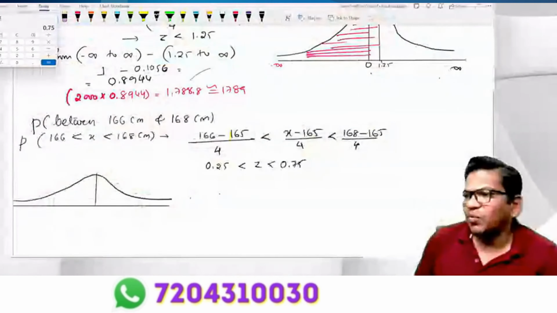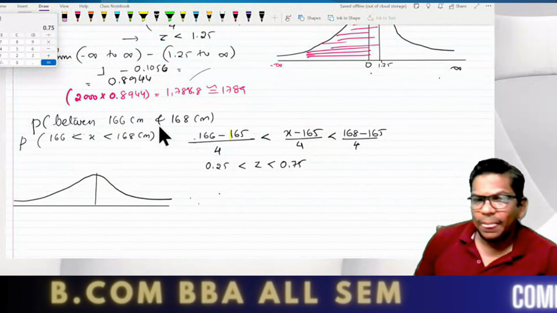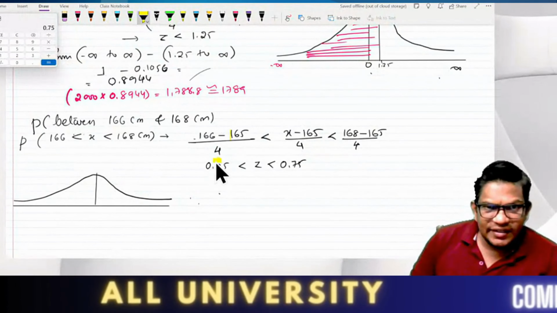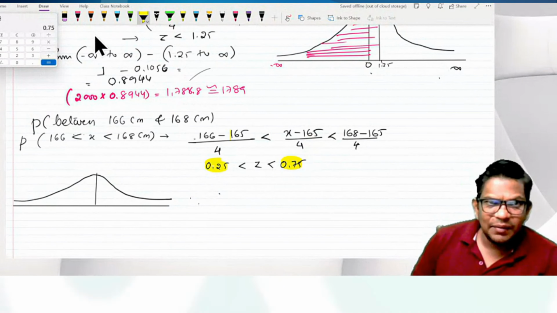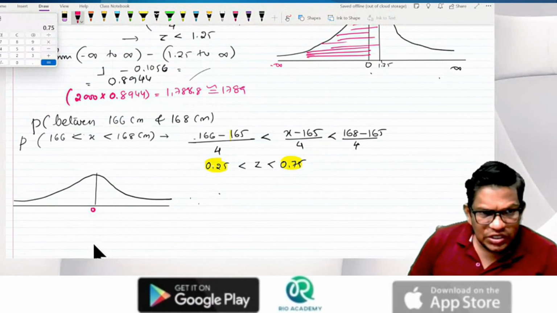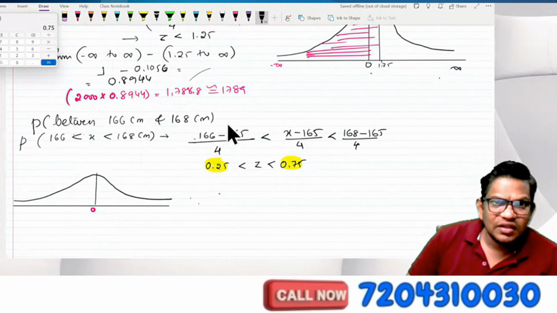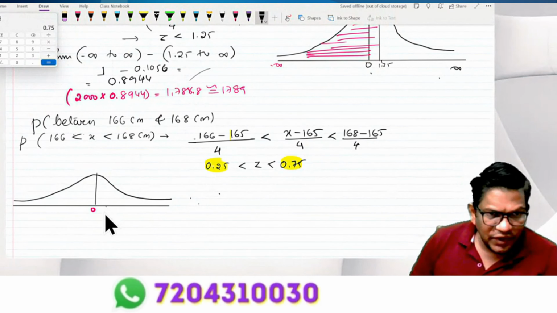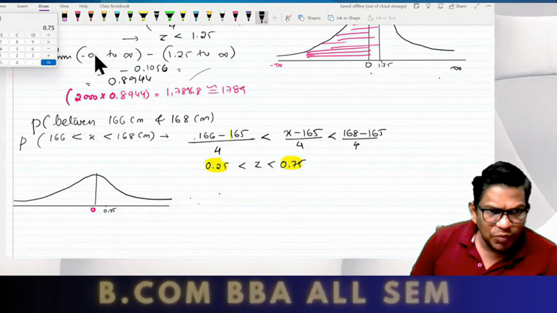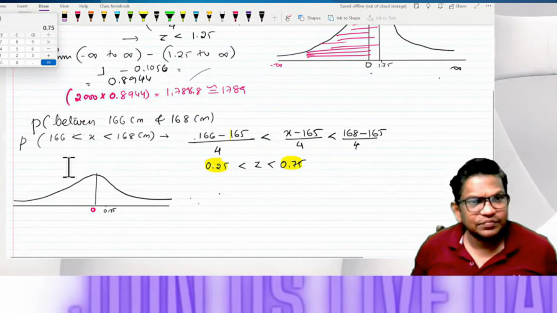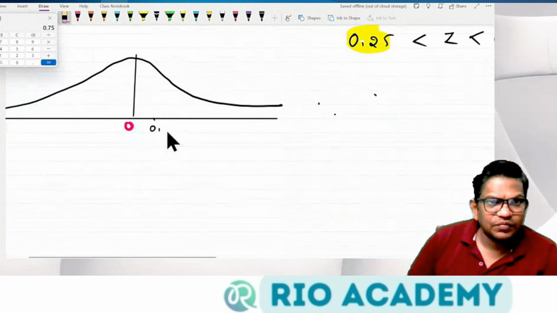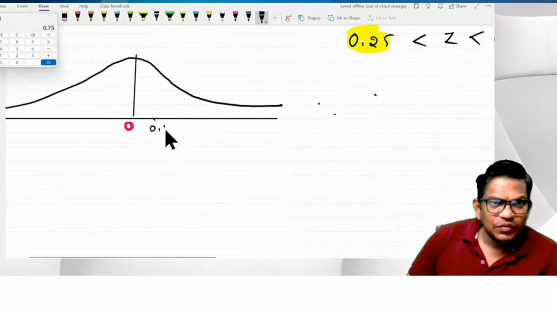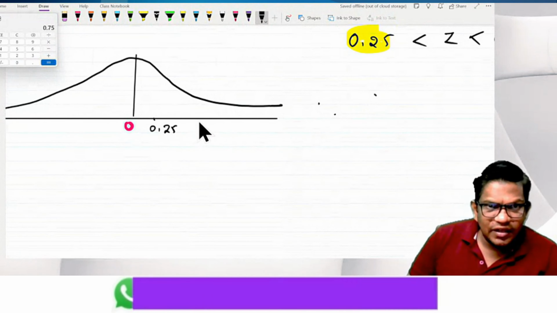Now tell me what they are given. बताओ जी बताओ. Look at that. See, here we have 0.25. That is positive. This is also positive. Z is in between this. So that means this is your 0. ठीक है? And my dear student, 0.25, and here we have 0.75.